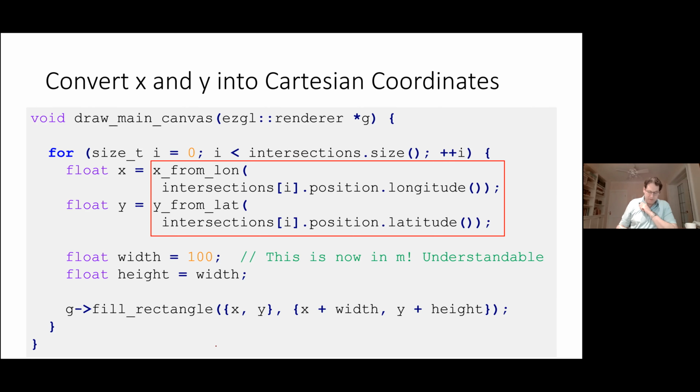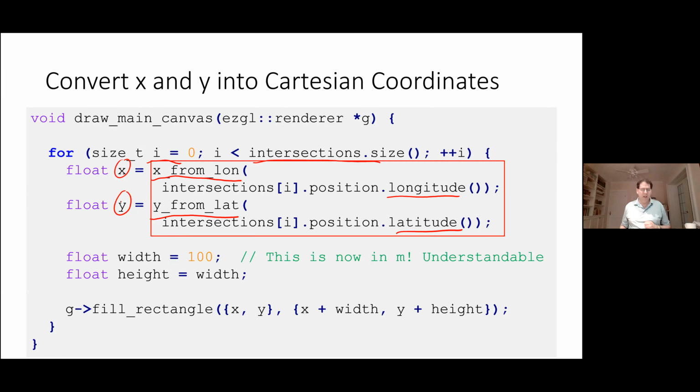Okay, so in our draw main canvas, we're still going to go through all of the intersections. So we've got a big loop going through them all. But now instead of just directly drawing the longitude and the latitude, we actually run it through these conversion functions. So we do x from lon, y from lat, and we get a new x, a new y that are actually distance in meters on the surface of the Earth, which is not distorted now, so that's good, and easier to reason about. This is actually something that has kind of physical meaning now.